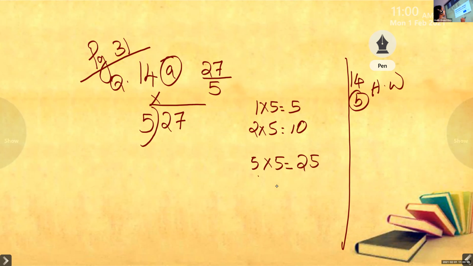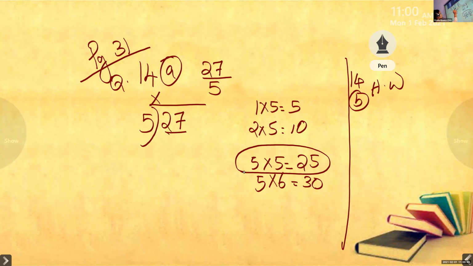5 into 6 is 30. So 30 we cannot take. Here we have only 27. So children, we will take here 5 into 5. You know already division, so we are just revising. 5 into 5 is 25. So what is the remainder? Yes, Nora?